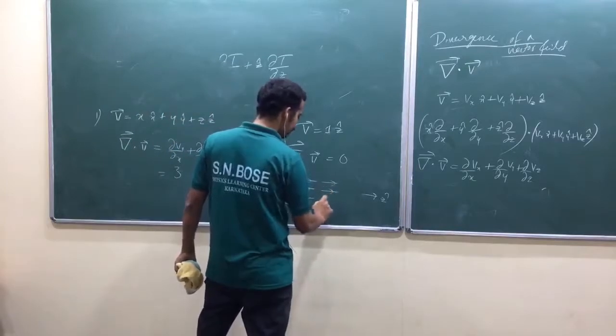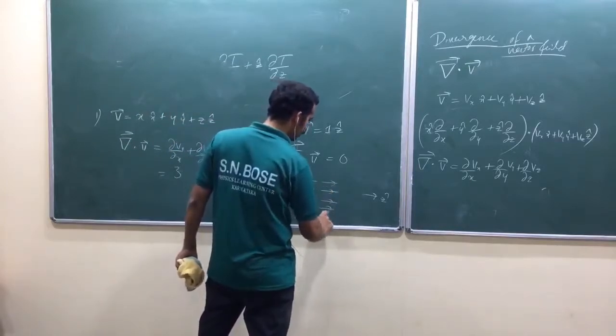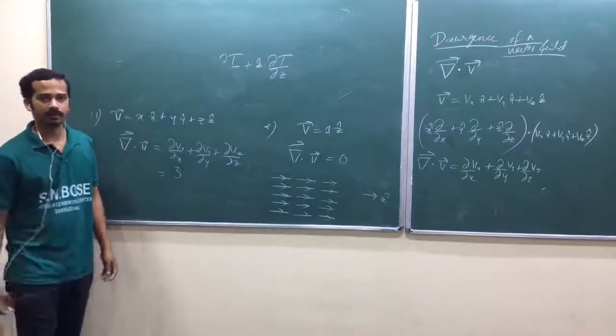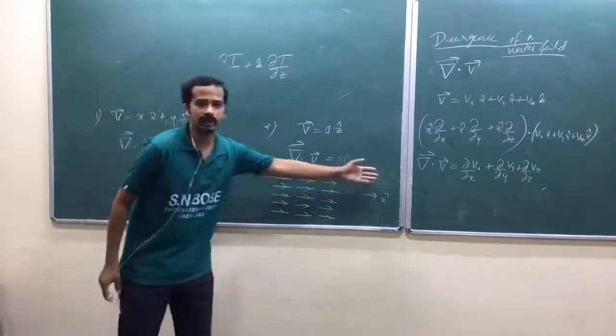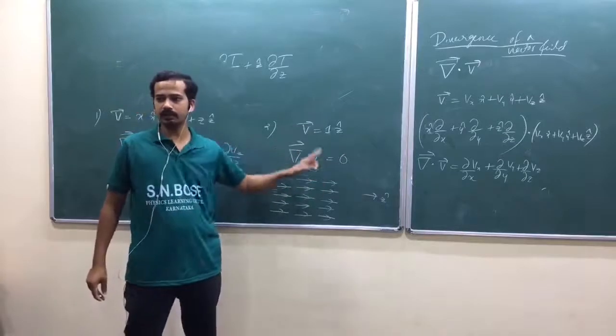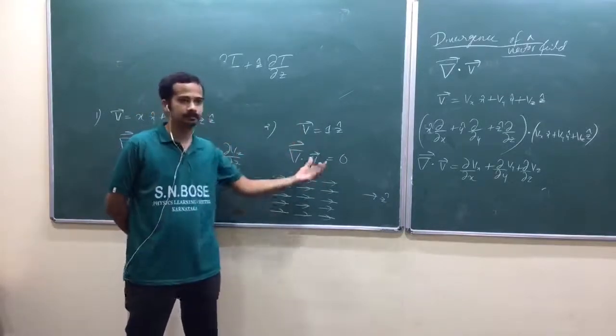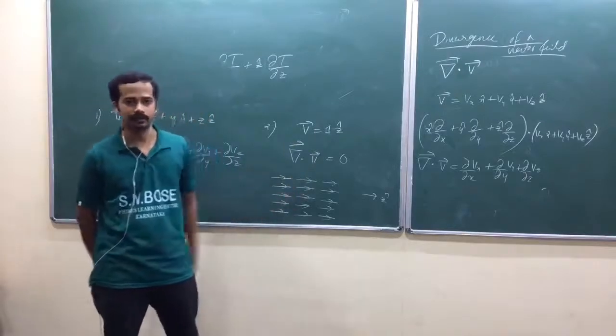What do you mean by a constant vector field? I am talking about a vector field now. Yes, when I move along the z axis, the strength of the vector is not changing. Am I right? The magnitude is constant. Magnitude is unity. I can represent it like that.